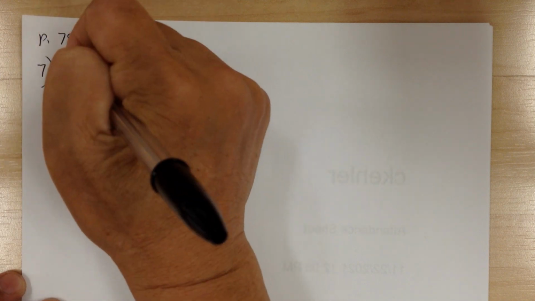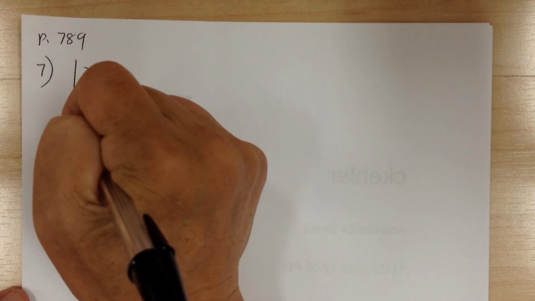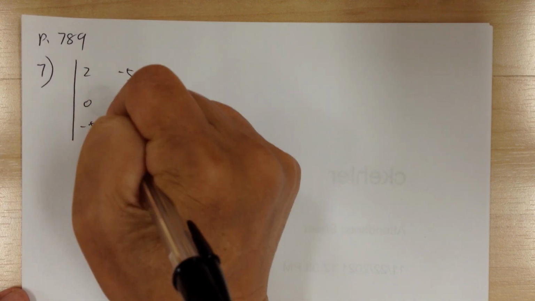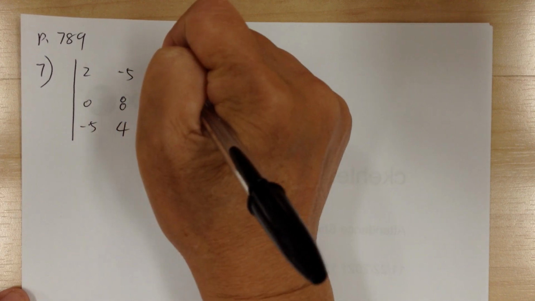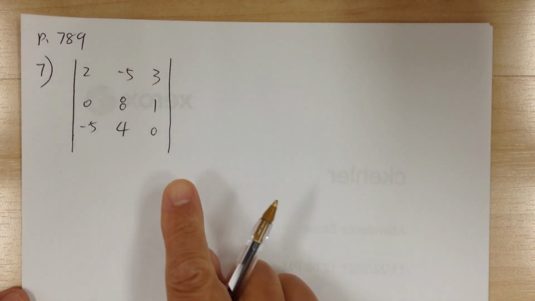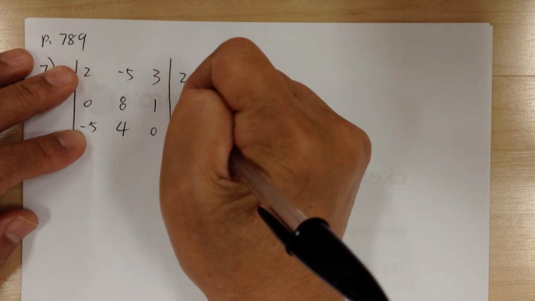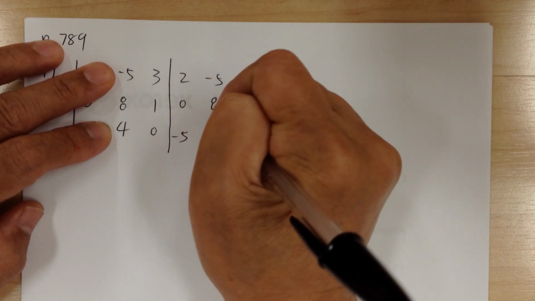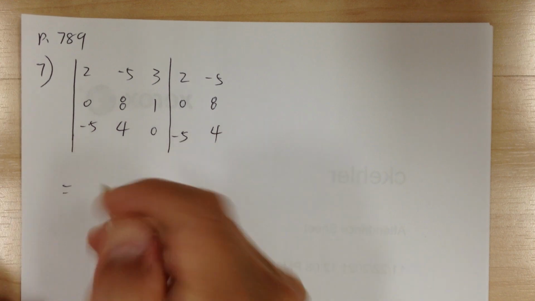Okay, number 7. You got 2, 0, negative 5. And then you got negative 5, 8, 4. Then you got 3, 1, 0. Okay, so first you want to do is copy 2 more columns. Right? Copy the first column, so it would be 2, 0, negative 5. And this one would be negative 5, 8, 4. Okay, so now let's go and do the diagonals.